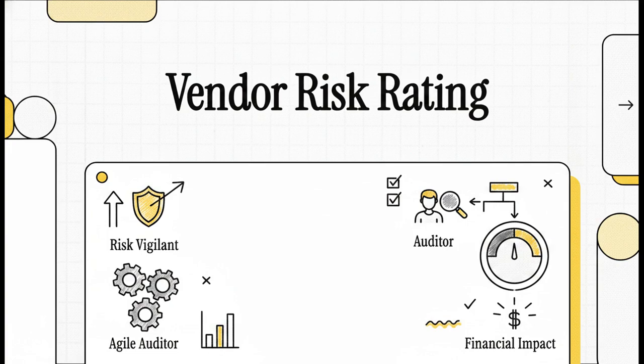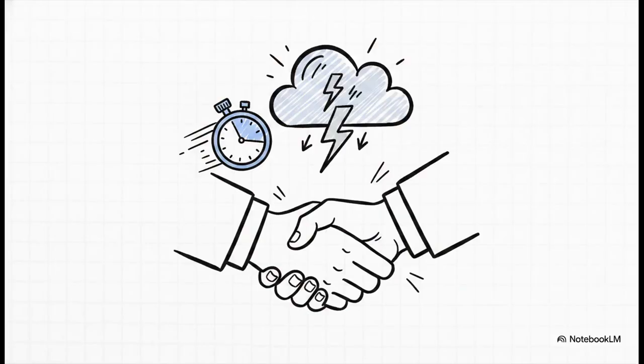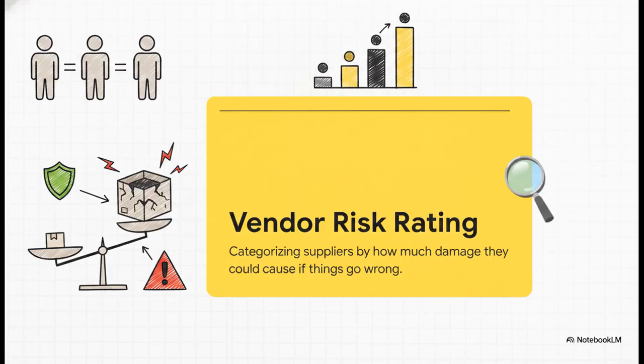Let's get started. Picture this. A company wastes 3 weeks rigorously vetting a harmless toilet paper vendor. But to save time, they rush and sign a new cloud software provider in one single day. A month later, bam, the software is hacked and all customer data is gone. Why did this happen? Because they treated every vendor exactly the same.